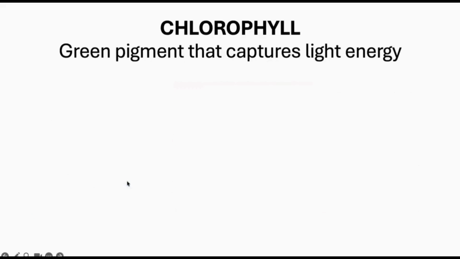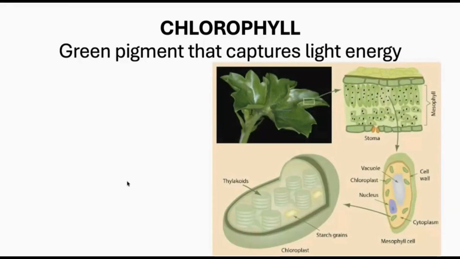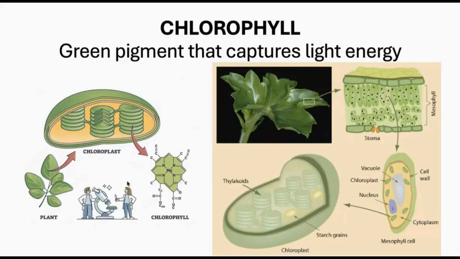Chlorophyll. Chlorophyll is a green pigment that captures light energy. This picture clearly shows the location of chlorophyll. It is present in the plant cell, in a cell organelle called chloroplast. In this picture, we can clearly see the presence of chlorophyll inside the cell organelle called chloroplast. You can see this chlorophyll pigment under the microscope.